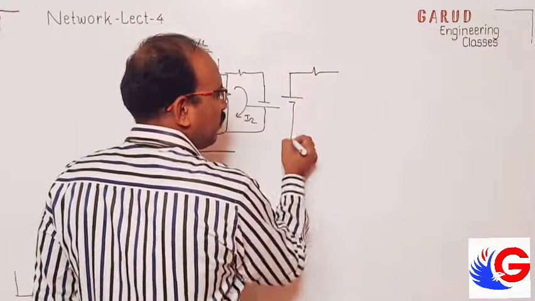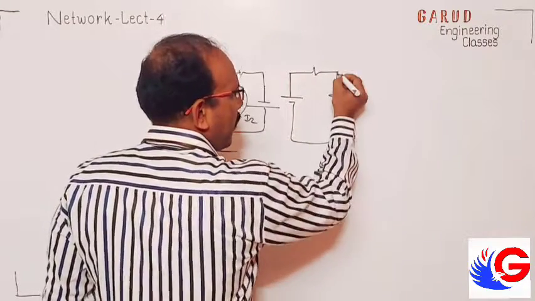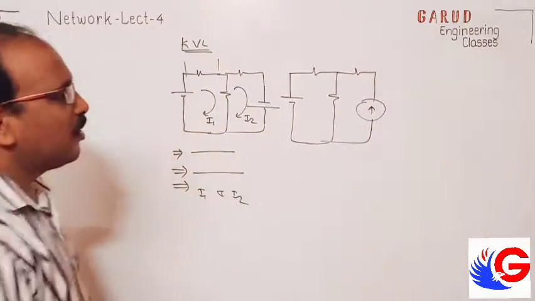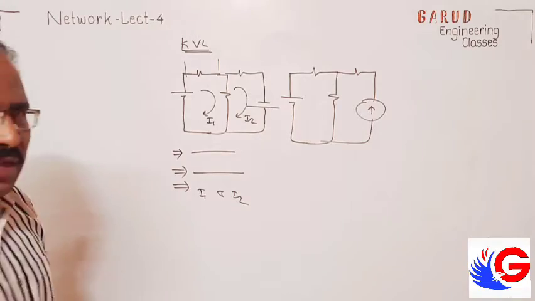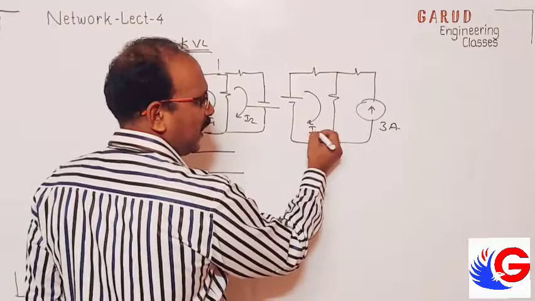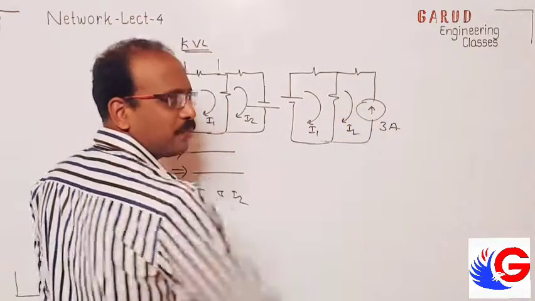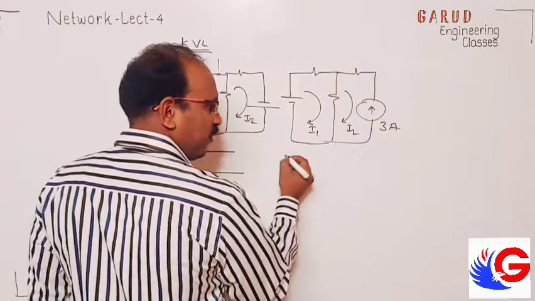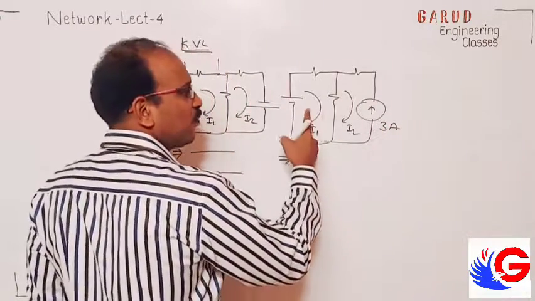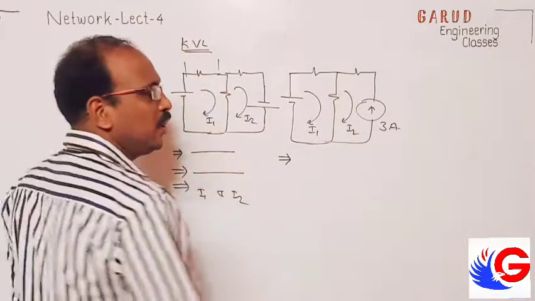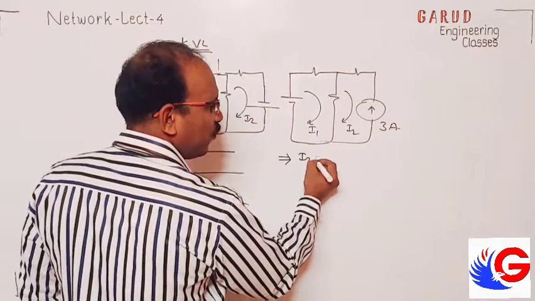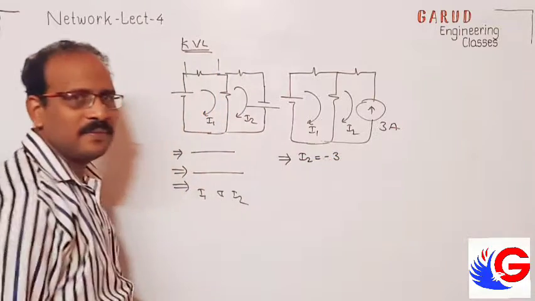Second type of KVL is what? There is a current source in an independent branch. Then how to solve this? Suppose this is 3 ampere. By default, we assume I1, I2. Rule number 1: if there is a current source, express that current source in terms of I1, I2. This I2 is flowing in downward direction, and the source is upward. So I2 equals -3.